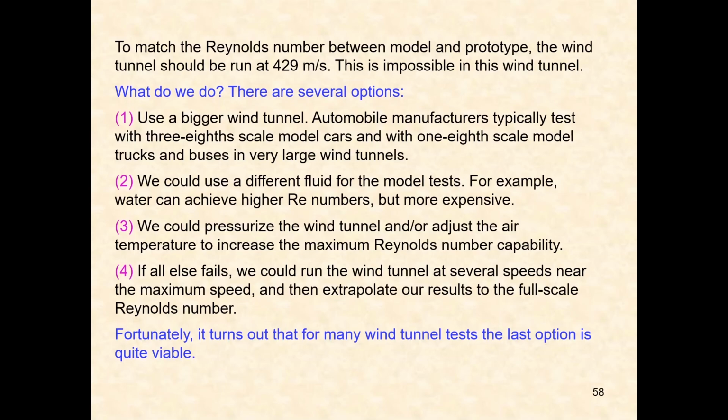For example, we can use water to achieve a higher Reynolds number, because the dynamic viscosity and density of water are different. But the problem with a water tunnel is that it is very expensive, because the rigs are hard to maintain, with a lot of leaking since we use water. So we could pressurize the wind tunnel and adjust the air temperature, playing around with the density and viscosity of air. If all fails, we could run the wind tunnel at several speeds near the maximum speed, and then extrapolate our results to get the full scale Reynolds number.